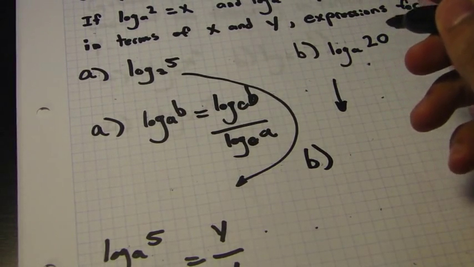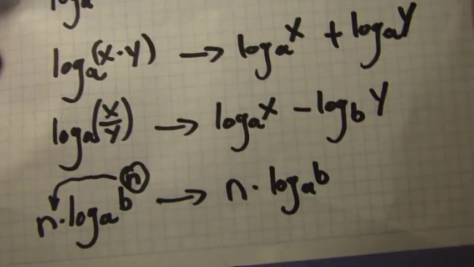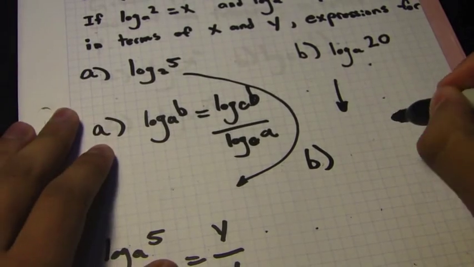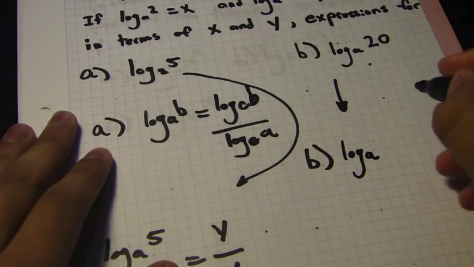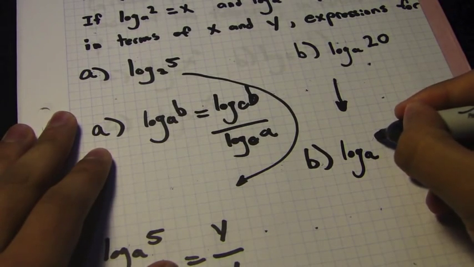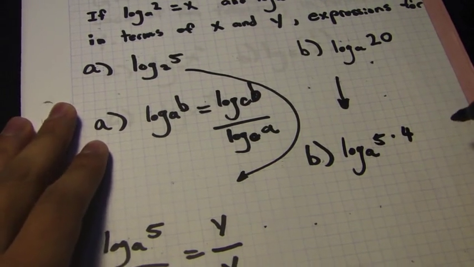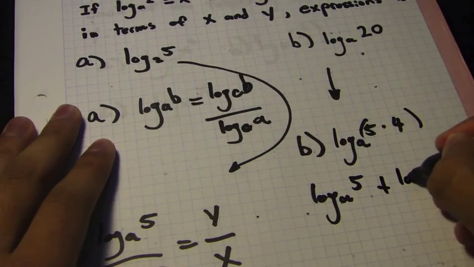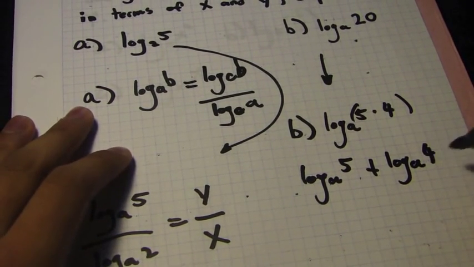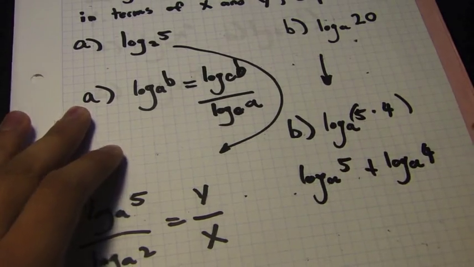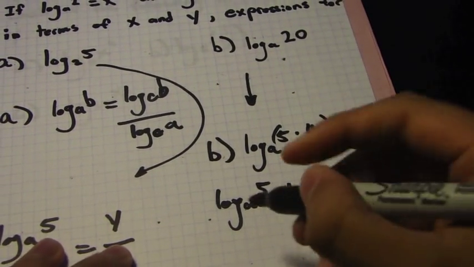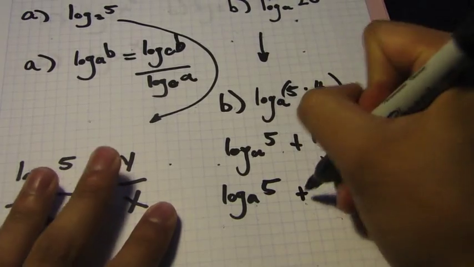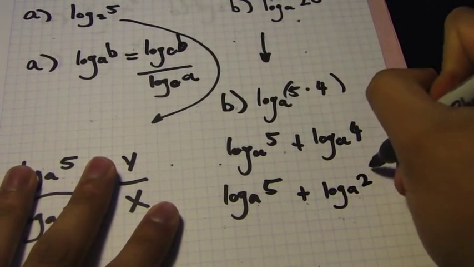All you have to do is split the 20. You're going to be using this rule here, multiplication, and change to addition. So it's going to be log base A. For 20 you can do 5 times 4. So you can split this into log base A 5 plus log base A 4. This 4 can be simplified into 2 to the power of 2. So it will be log base A 5 plus log base A 2 to the power of 2.